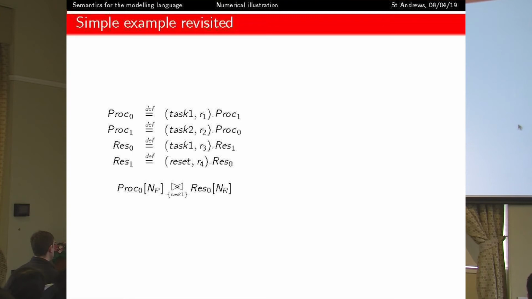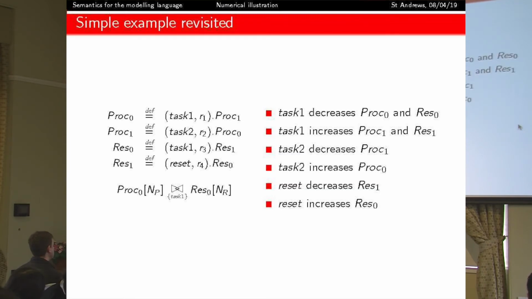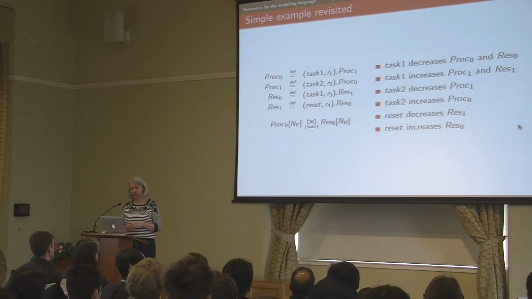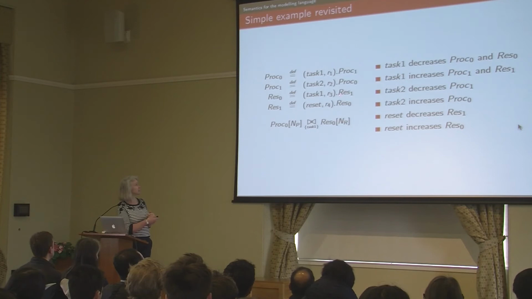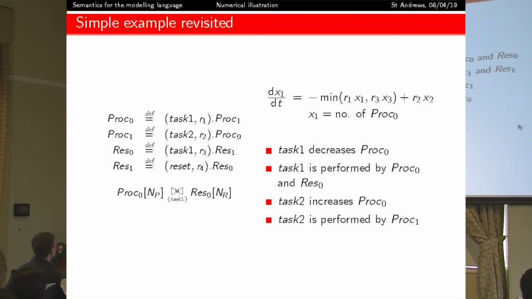So we look at our processing resource example. What we can do is analyze what's the impact of each action on our agents. So we can see task 1 decreases processor 0, it decreases resource 0, but it increases processor 1 and increases resource 1. So it's just a very straightforward syntactic analysis of the model in this case.